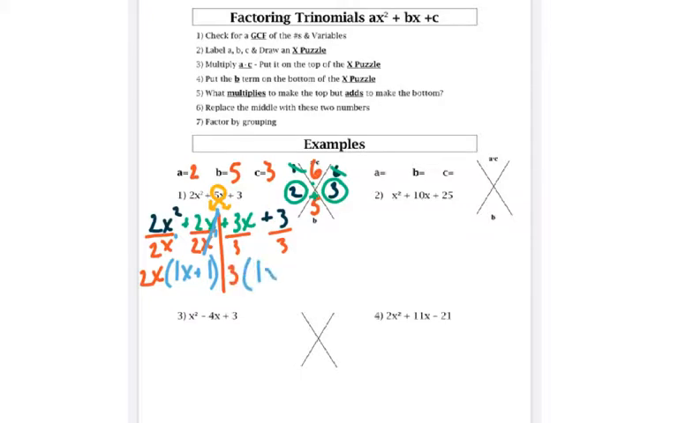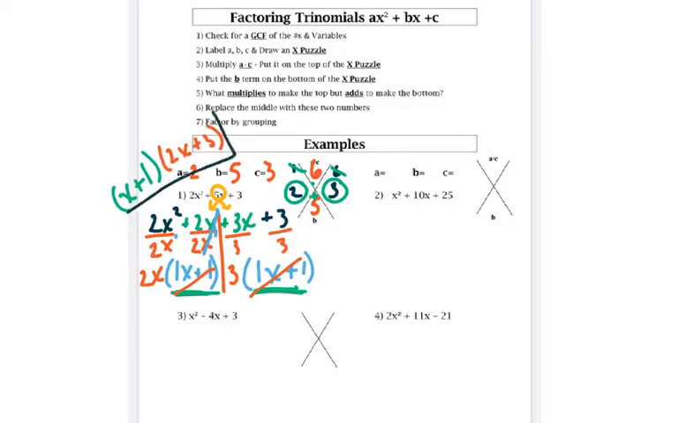That leaves me with 1x plus 1. Would you look at that? They match. What we did yesterday is we had to make sure they match. And when they do, that's your answer. 1x is the same as just x. It's x plus 1. The numbers left over are 2x plus 3. And that is your factored answer.